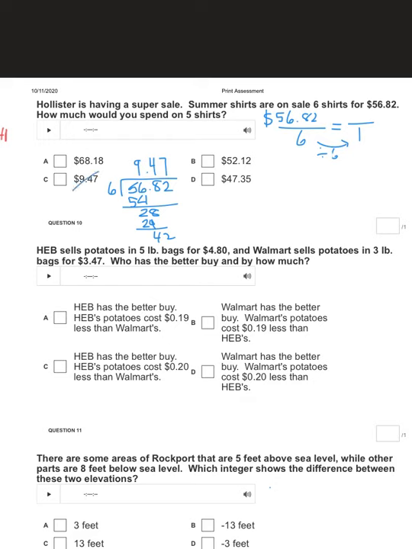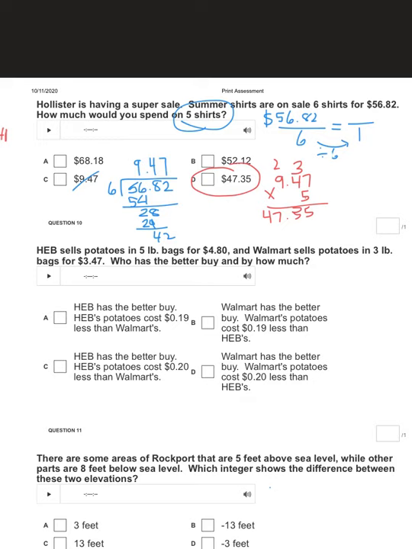Okay, so that means that answer is out because we want for 5 shirts. So if 1 shirt costs $9.47, we will then multiply by 5. 7 times 5 is 35. 5 times 4 is 20, plus 3 is 23. 9 times 5 is 45, plus 2 is 47. So the answer for 5 shirts is $47.35.